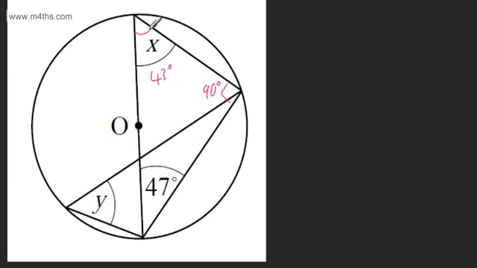Now what we've got here is a bow with this one. So this must be now 43 degrees. So there we go. X and Y have been found. And different approaches as usual.